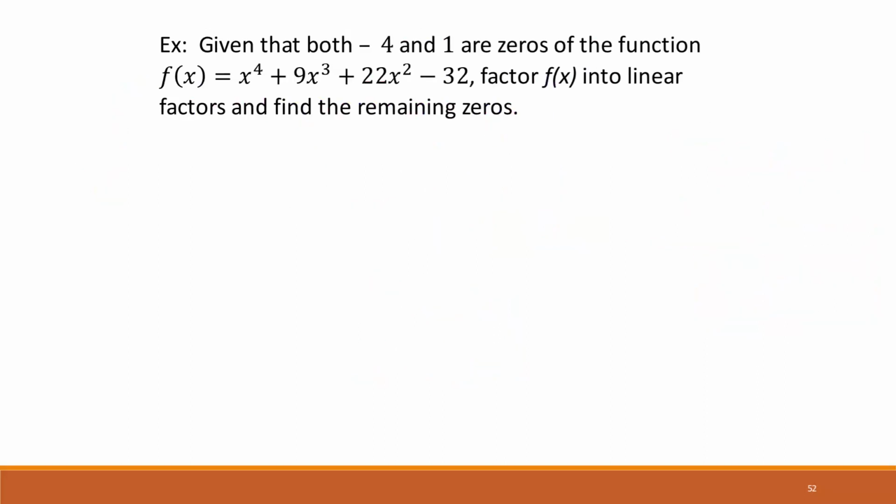Let's look at another one. Here we have x to the 4th. Given that both negative 4 and 1 are zeros of the function, factor this. So we know that we have 2 zeros of the function. I'm going to start with 1. You could start with negative 4; it wouldn't matter. I'm going to start with 1. So I have 1 for my coefficient on the 4th. The 3rd is 9, x squared is 22. Linear is not there, so I need to write 0, minus 32 as our constant.